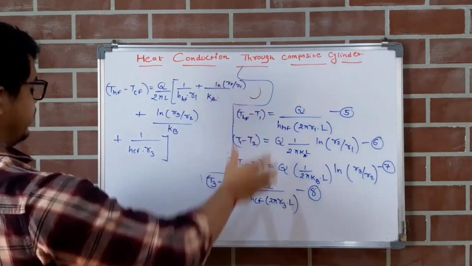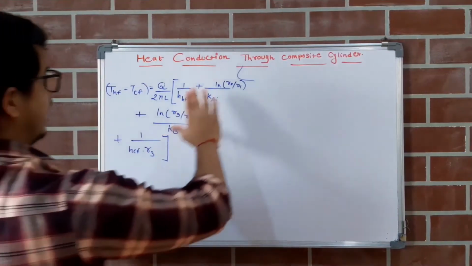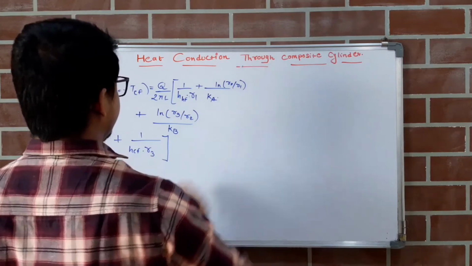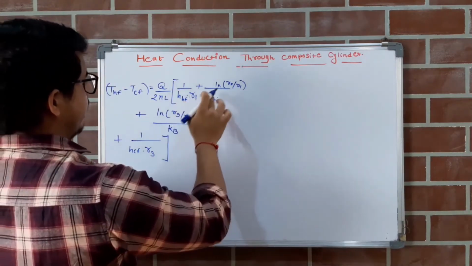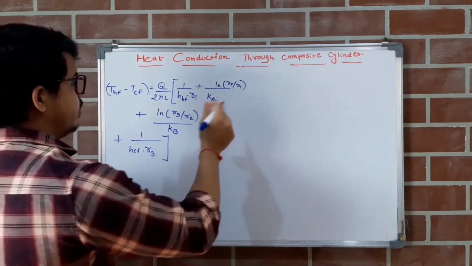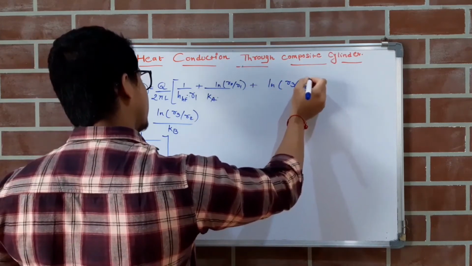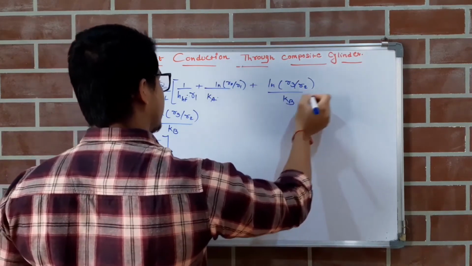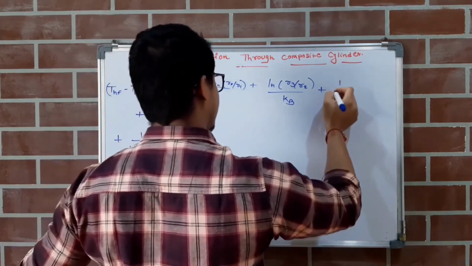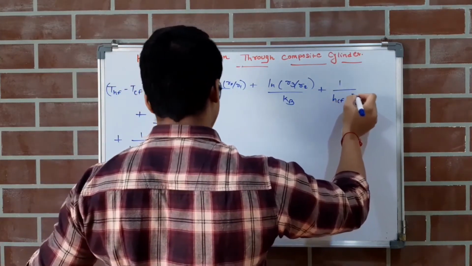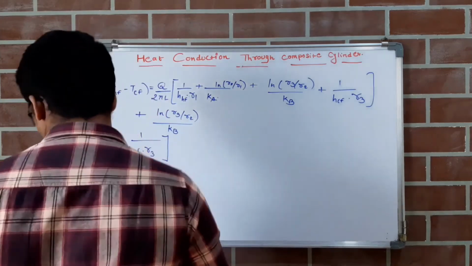So I will rub this part. Now I will write properly first. So it is 1 upon HHF into R1 into ln of R2 by R1 into Ka plus ln of R3 by R2 upon Kb plus 1 upon HCF into R3. Right? We have this equation.